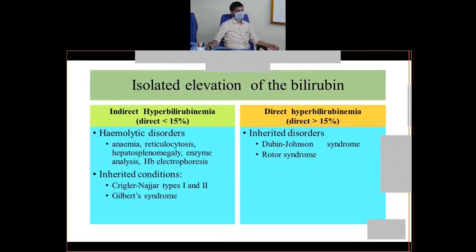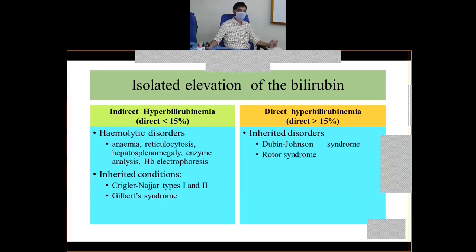Again, for isolated elevation of bilirubin, if it is indirect hyperbilirubinemia with direct bilirubin less than 15%, the causes are very few. One is hemolytic disorder, where you will get anemia, reticulocytosis, hepatosplenomegaly. Then you have to do a few tests to identify what type of hemolytic disorder it is. Inherited conditions like Crigler-Najjar syndrome 1 and 2 and Gilbert syndrome fall in this category.